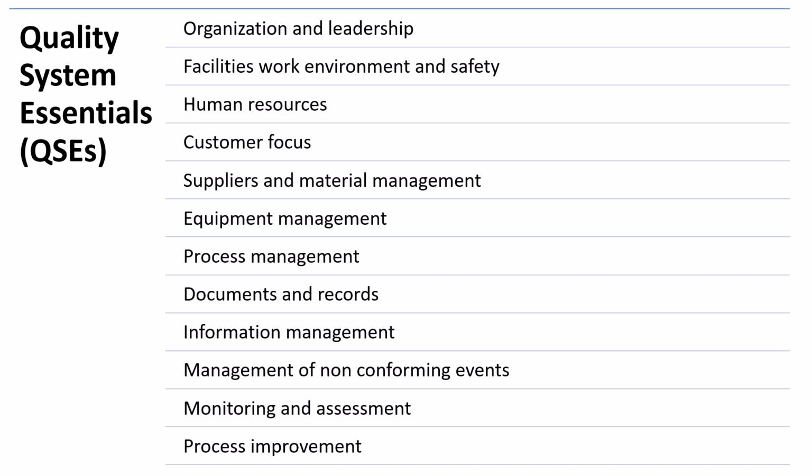What are the essentials of the quality system? These include your organization and leadership, facilities, work environment and safety, human resources, customer focus, suppliers and material management, equipment management, process management, documentation and records, information management, management of non-conforming events, monitoring and assessment, and lastly the process improvement.